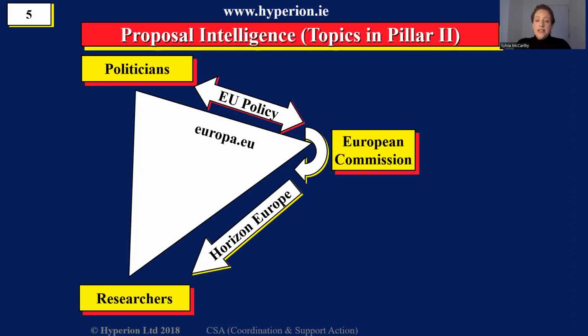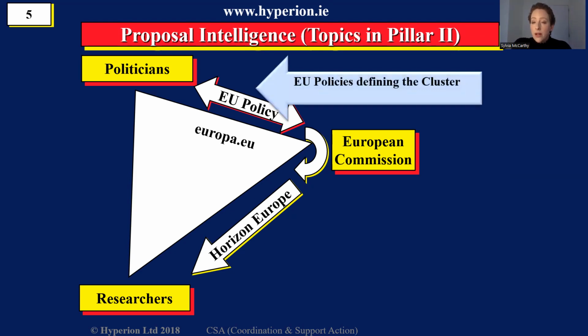Before I go any further, we need to look at what proposal intelligence means. Now, you'll see a little later on why it's most relevant to topics in Pillar 2. But for now, let's go to the Hyperion triangle, which I'm sure you are familiar with. The politicians and the high-level European Commission officials are the ones who develop the policy. And knowing how those EU policies define the cluster means that you can understand the big picture behind that particular cluster and behind the topic in general.